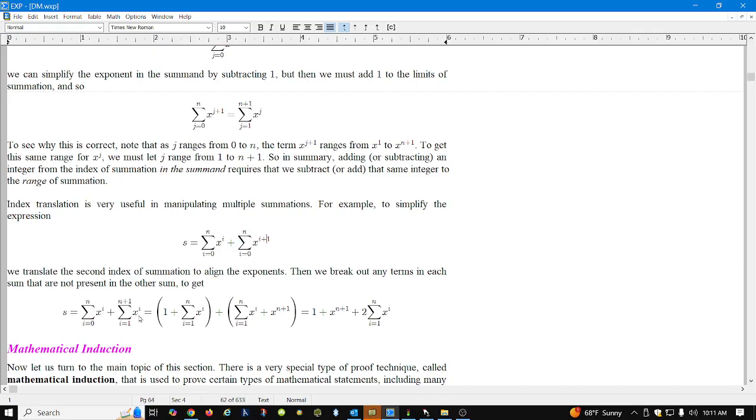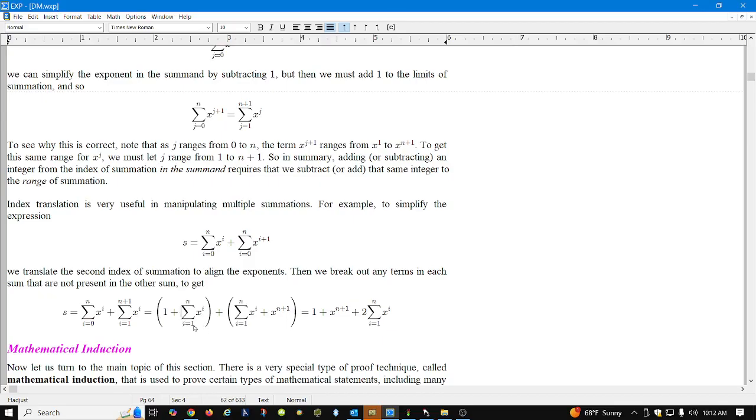But the limits are not the same. So what I do then is I pull out limits that appear only in one of the two sums. So for example, i equals 0 is in the first sum, but not in the second sum. So I'll pull out that term from the first summation. And of course, x to the 0 is just 1. And then I'll write the rest of the summation.